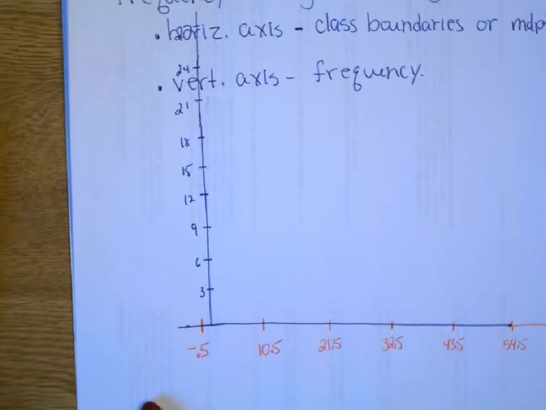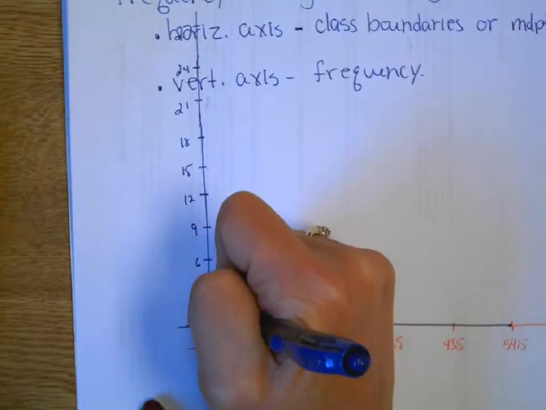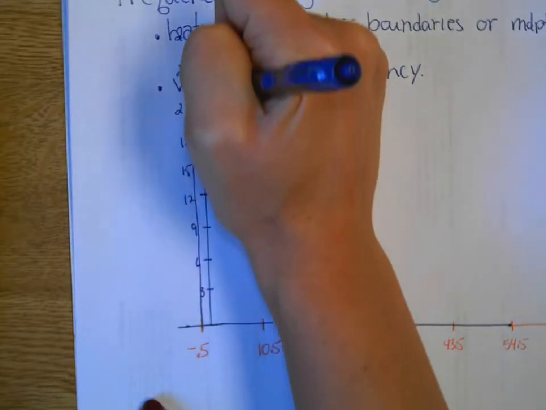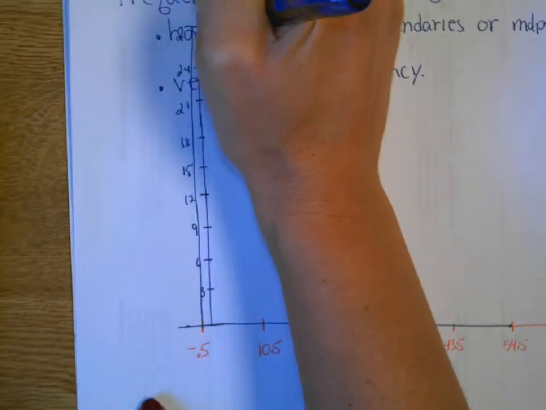So now we just make a bar for each of those classes. So we'll have 6 bars. The first class went from negative 0.5 to 10.5, and there's 27 people in there. 24 to what?